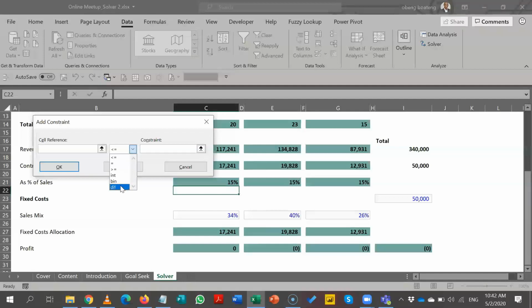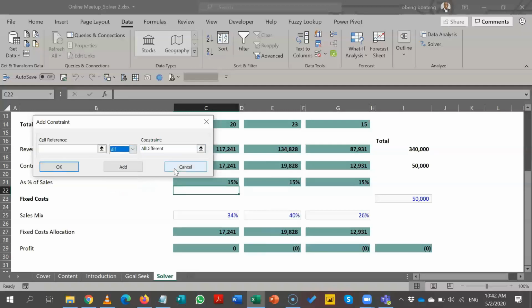And then the different, DIF, is when you select a range of cells and you want it to solve without repeating a number. That means all the values, when you solve them, should be different. So you don't want a 2, 2, 4. You want a 2, 5, 6. So those are the other three options, but the rest we know. So integer, binary, and then DIF.